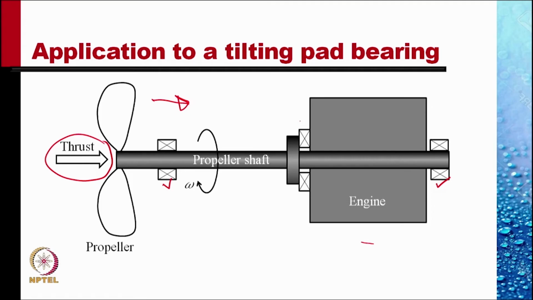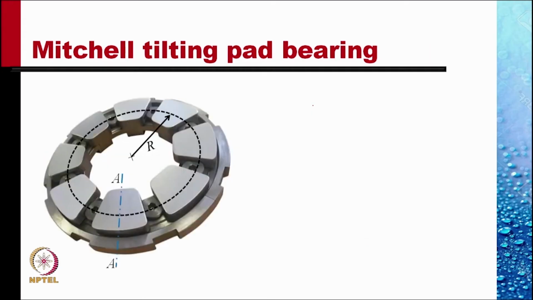This is provided by what is called a thrust bearing, which permits the shaft to rotate easily with very low friction while resisting the axial force. One of the common designs of a thrust bearing is a Mitchell tilting pad bearing. This works on the principle of Couette flow.